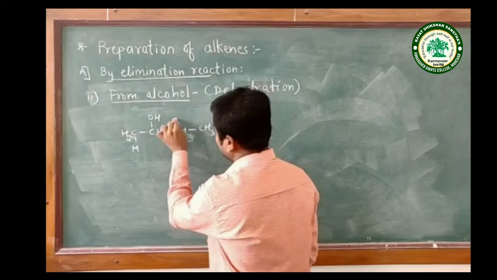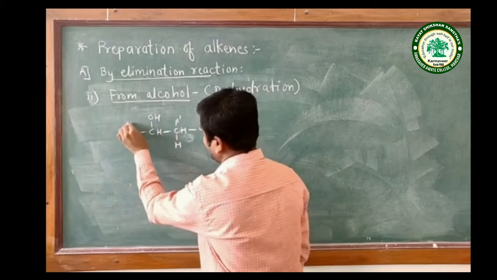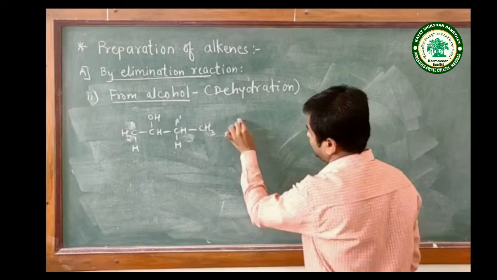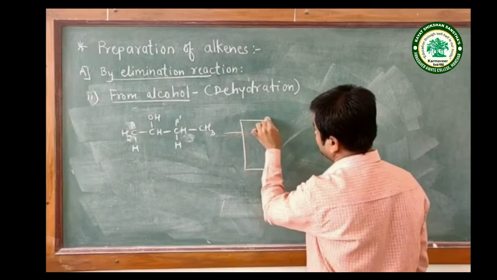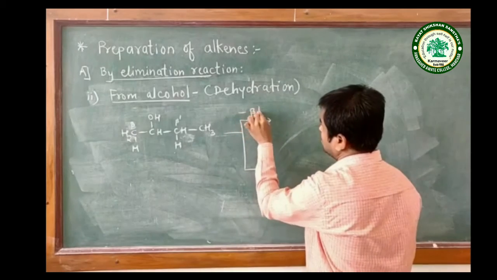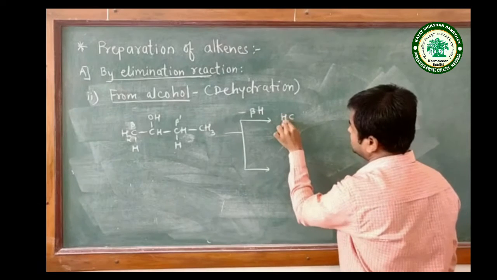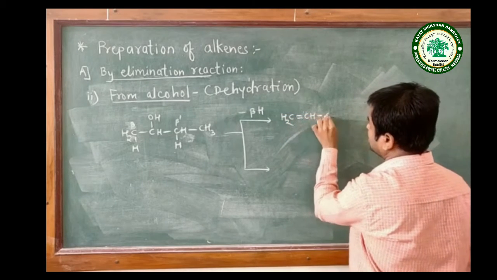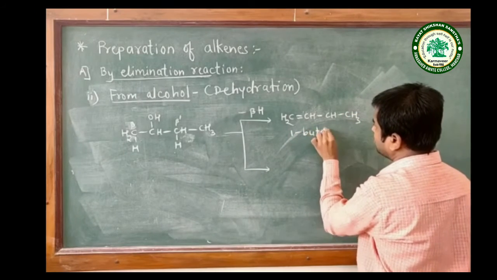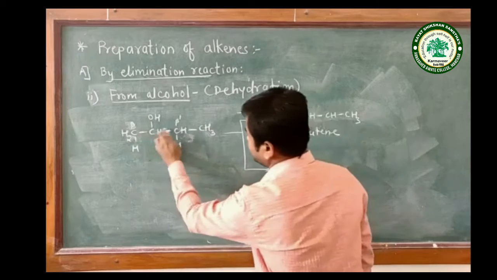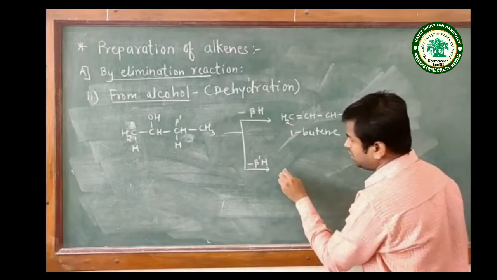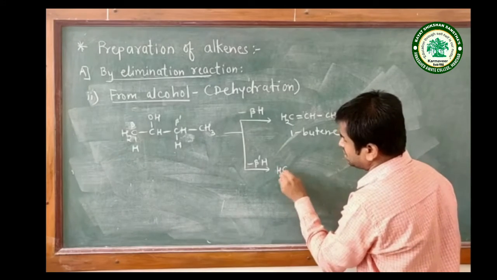So in this molecule, there are two different types of beta hydrogens, and therefore we get a mixture of products. When a beta hydrogen is lost, then the product obtained is 1-butene, and if a beta dash hydrogen is lost, then the product obtained is 2-butene.